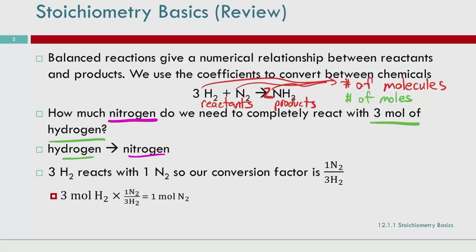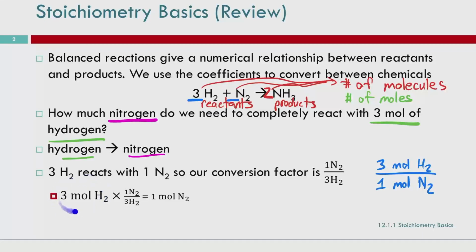Based on our balanced chemical reaction, 3 H2 reacts with 1 N2, and we can make a conversion factor, 1 N2 over 3 H2. We could also have moles in there if we wanted to. We could write it the other way around. So we can flip-flop it at any point, take the inverse, if the one that we have there is not correct, but it is the one that we want.